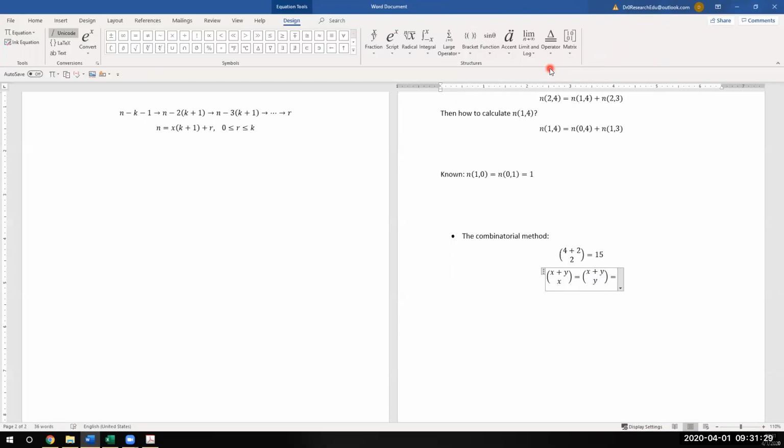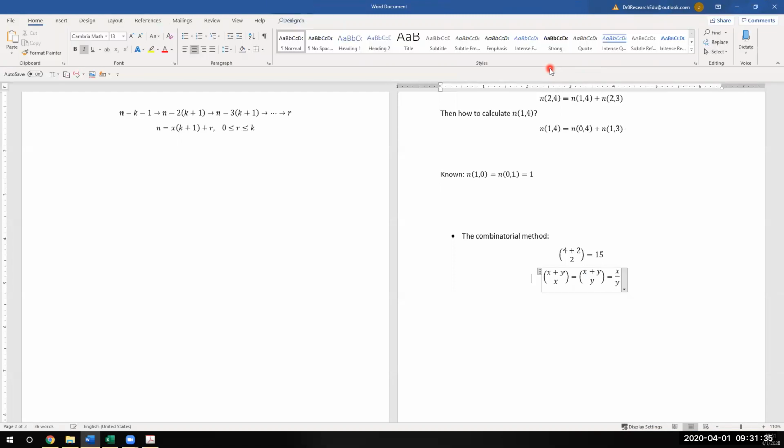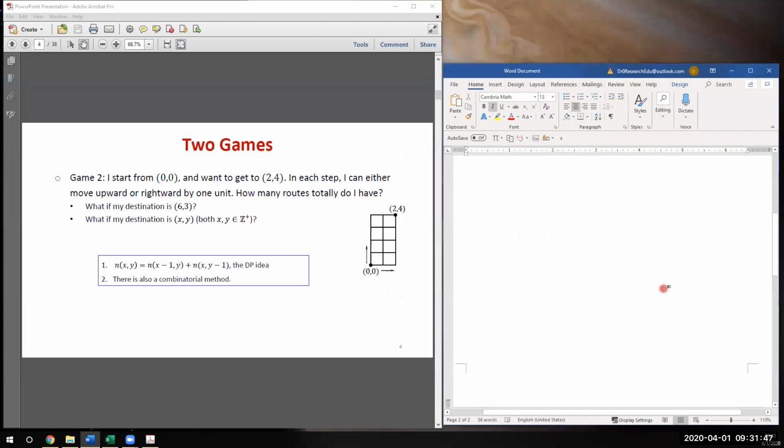And this actually equals what? This actually equals (x plus y) factorial divided by y factorial and x factorial. So this is the total number.